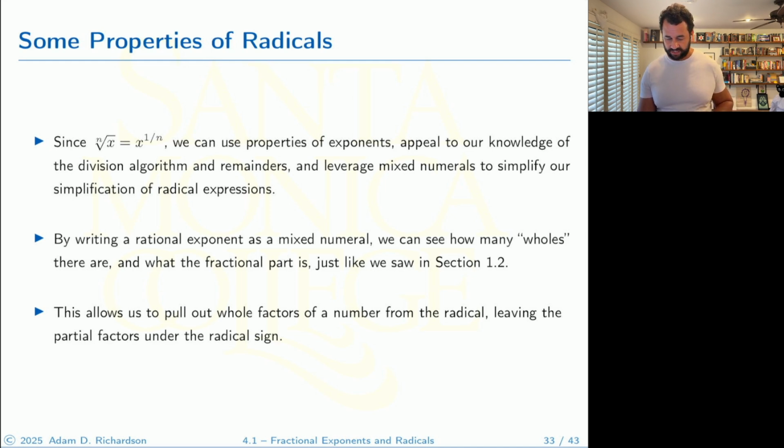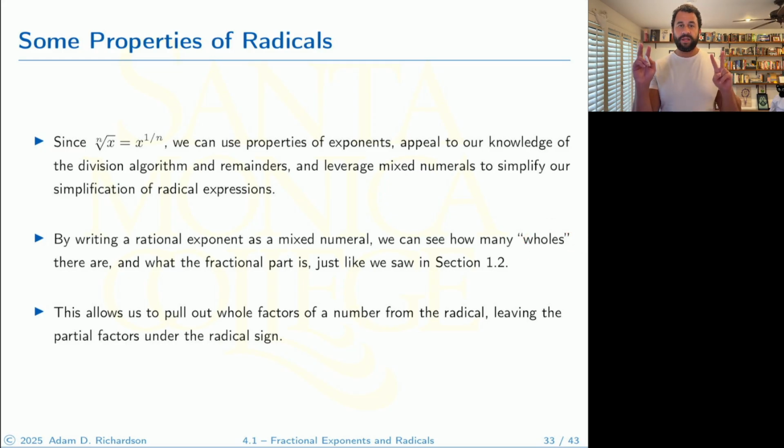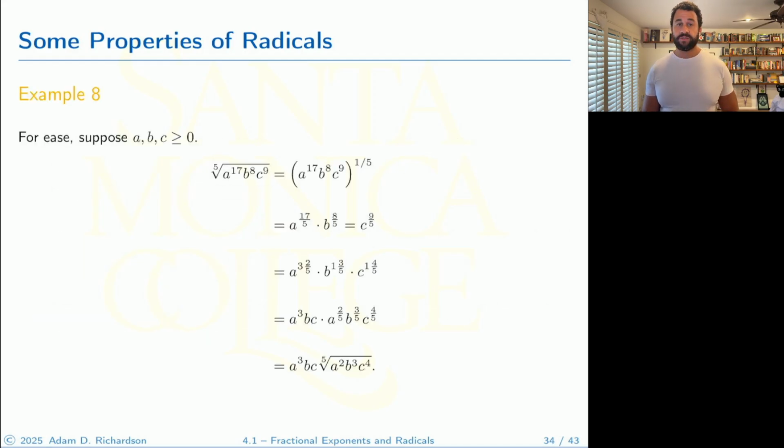So if we write a rational exponent as a mixed numeral, then we can see how many wholes there are, how many whole factors, and what the fractional part is, just like we saw in section 1.2 and 3.9, all that stuff. And what this allows us to do is pull out the whole factors of a number from the radical and leave the partial factors under the radical sign. Okay, I'll do one example and explain it, and then I'll give you a couple other examples to try on your own. So here's one example.